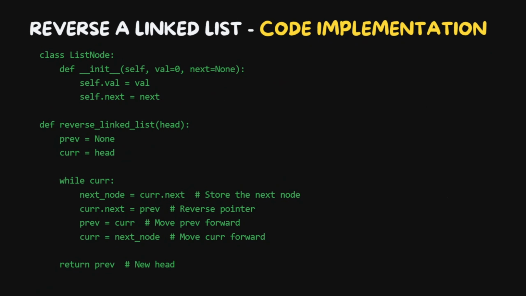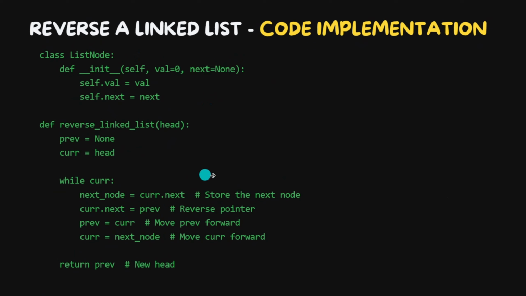Here's the Python implementation. I will explain it line by line. First, we define a list node class to represent each node in the linked list. Each node stores a value and a pointer to the next node. Now we define the function reverse linked list. We initialize previous as none since the new tail will point to nothing, and current starts at the head of the list. Now we loop through the list.